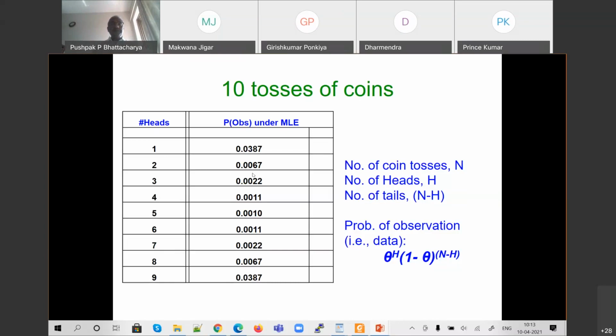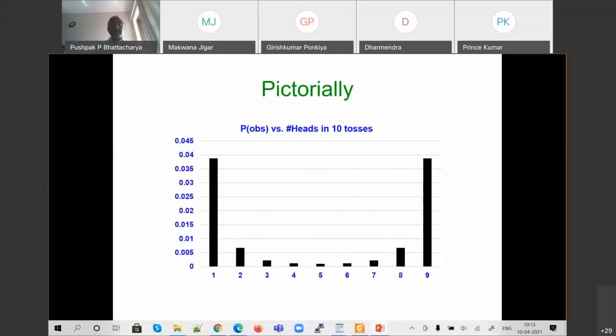For 2, it is 0.0067, 3, 0.0022, 4, 0.0011, 5, 0.0010, and then symmetrically it rises again. 6, 0.0011, 0.0022, 0.0067, 0.0387. So this is the picture. The probability of the observation goes on decreasing until the probability of head is 0.5 and then rises again.